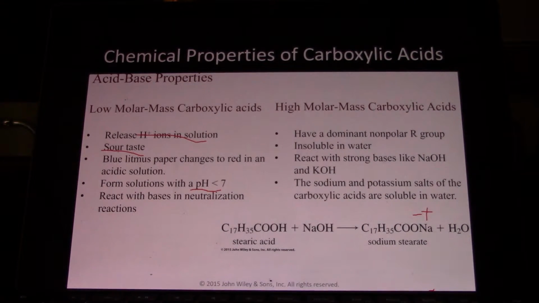And that's pretty much what soap is. Long chain carboxylic acids with a plus and minus here. Because you have a very polar end which can react well with water, then you have a very fat-soluble end which can dissolve grease into little globules.